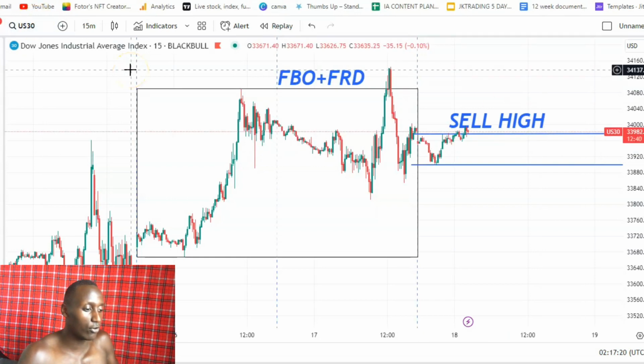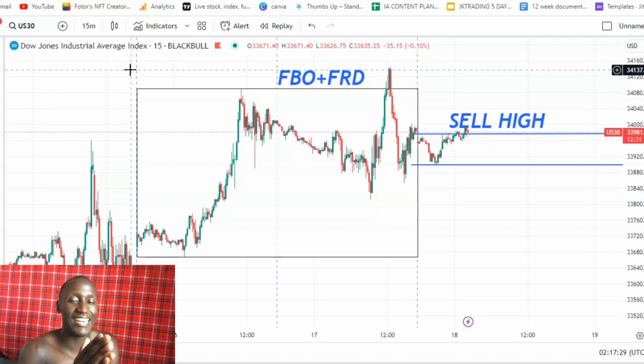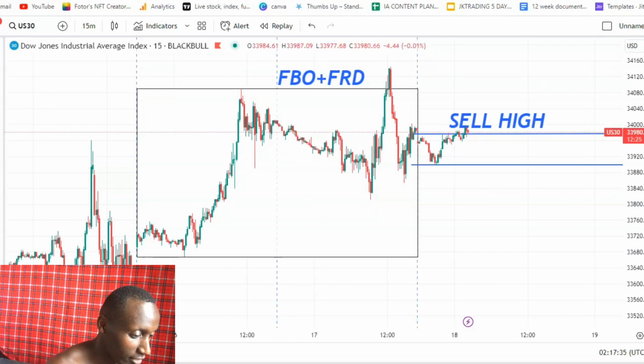So if I already know what I am coming to the screen to look at, then I am just coming to look at price action. Is price action actually in line with my thesis? If not, well and good, we look at another instrument. Let's look at another instrument.